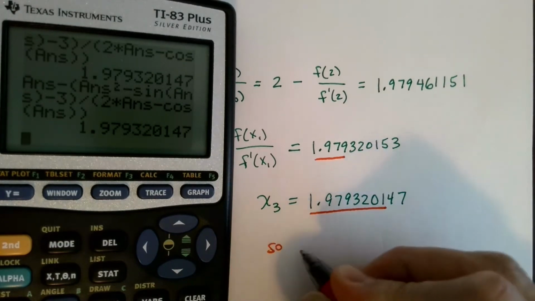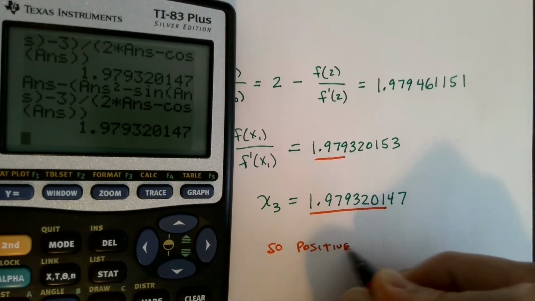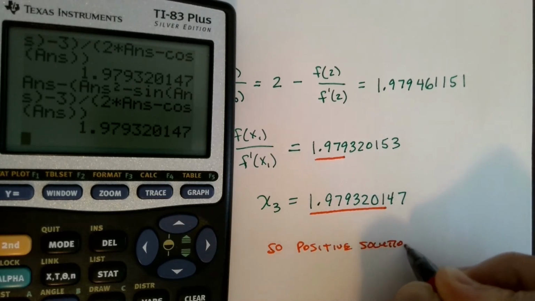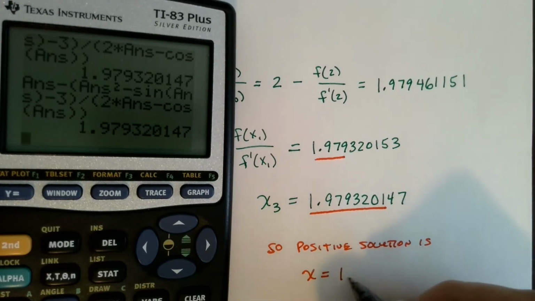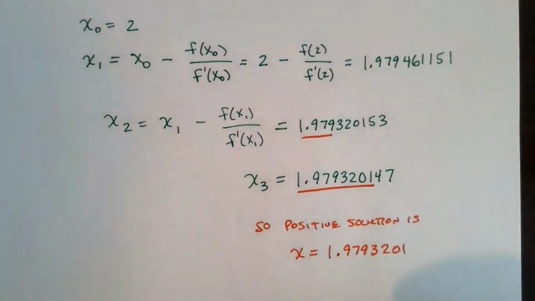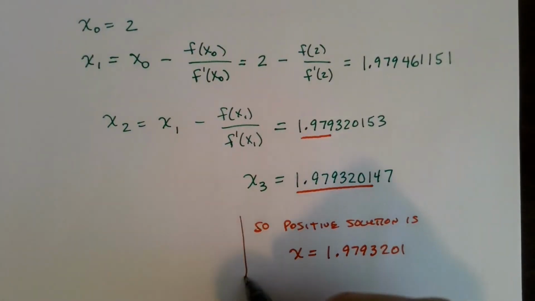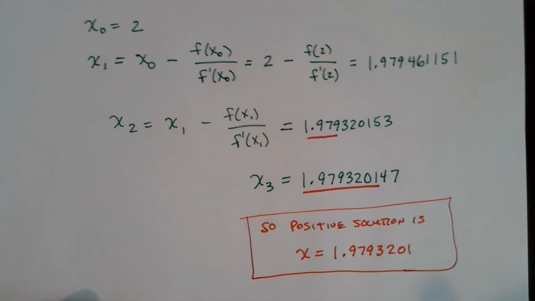So the positive solution to our equation, there's two solutions, remember, is 1.9793201 to 7 decimal places. So again, we can't get an exact solution, but for all intents and purposes, we can get as accurate as we essentially need to be in this process.